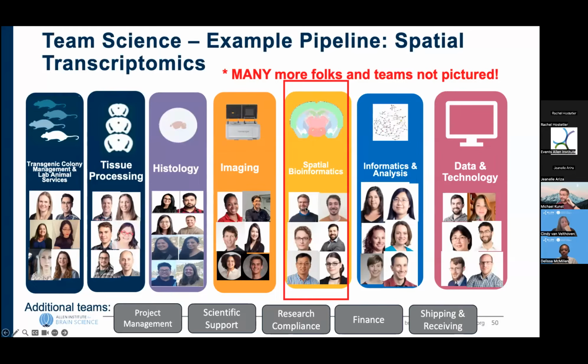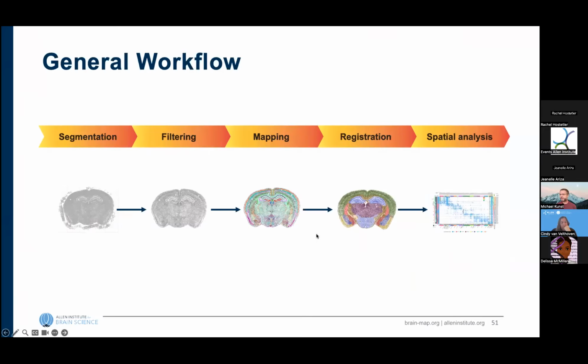As with everything at the Allen Institute, none of this happens in a vacuum, and there are lots and lots of people involved in every individual processing step. So yeah, just a few members of that team. But just to briefly go through the workflow. It starts off with the process of segmentation, where we assign individual mRNA molecules to cells so they become amenable to single cell analysis tools.